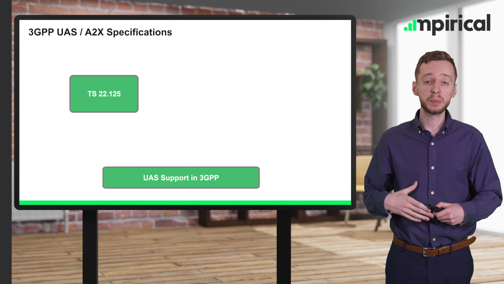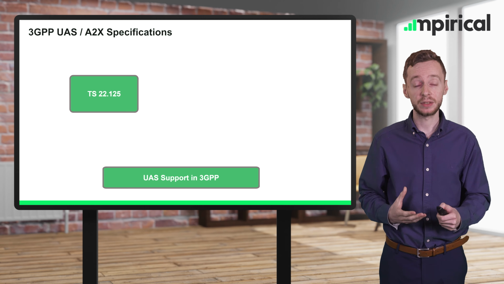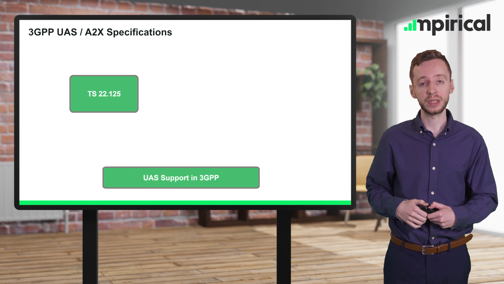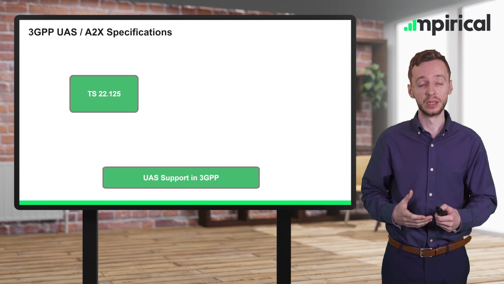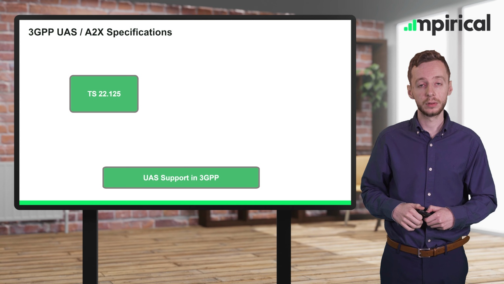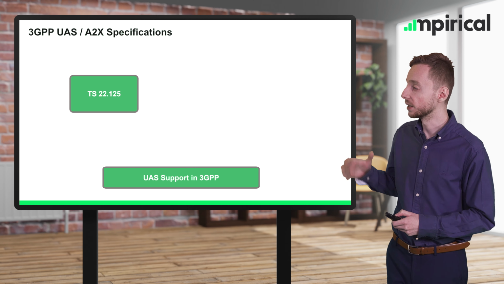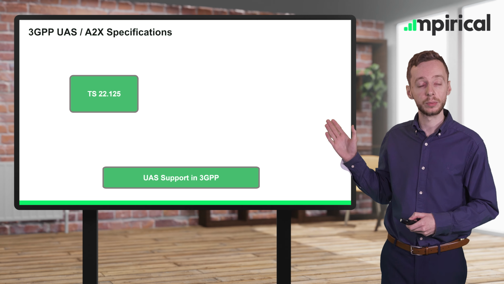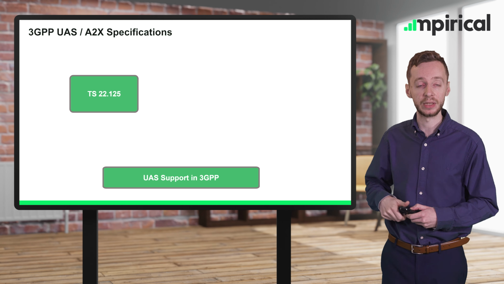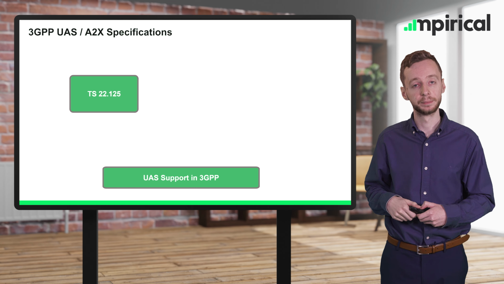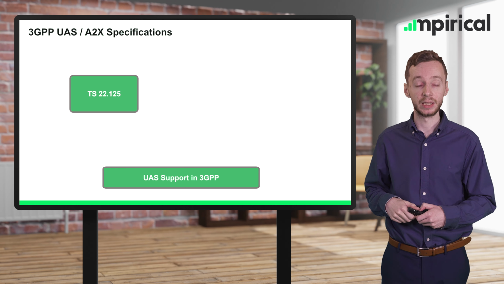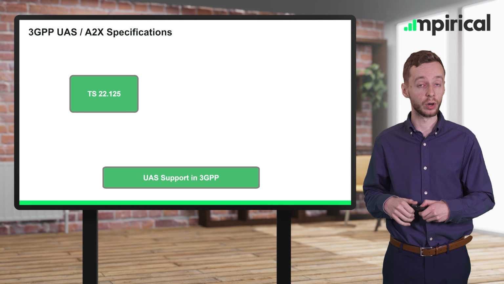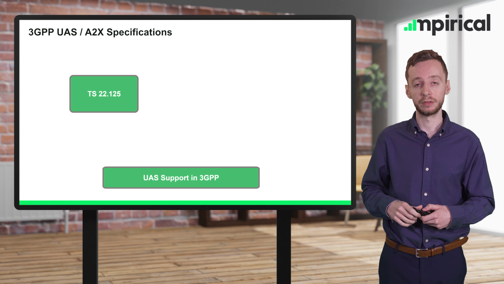Within this section, we're going to be providing a brief outline of specifications which are utilized in order to support uncrewed aerial systems across a 5G system. Now, to begin with, we've got the technical specification 22.125, and this is to provide information about how UASs can be supported in 3GPP. So here we're going to be seeing specific architecture enhancements which can be utilised in order to support uncrewed aerial systems within a 5G environment.